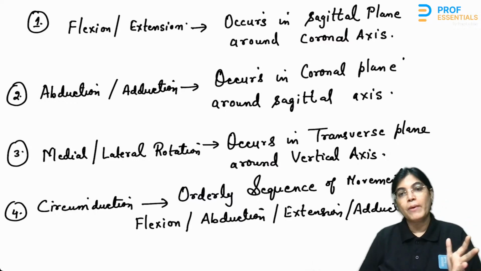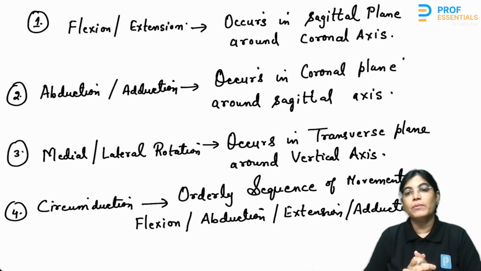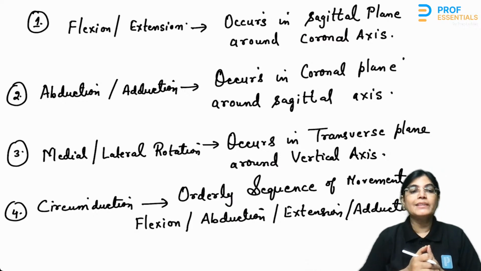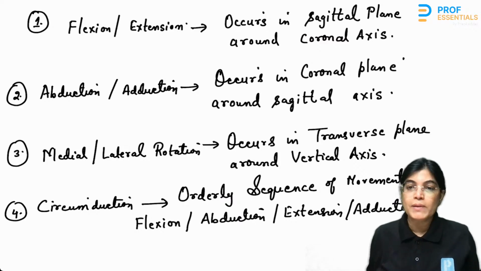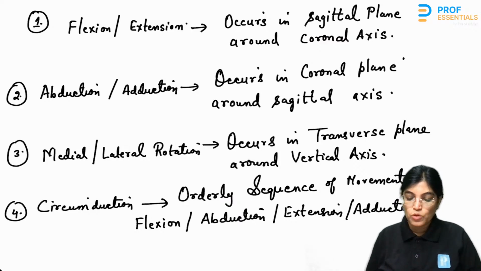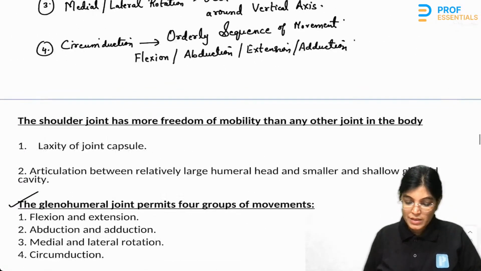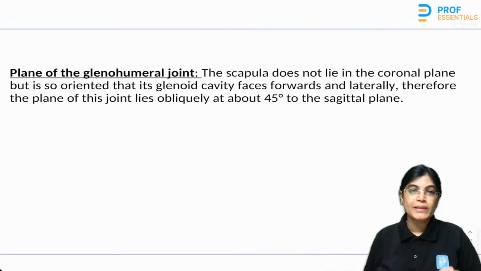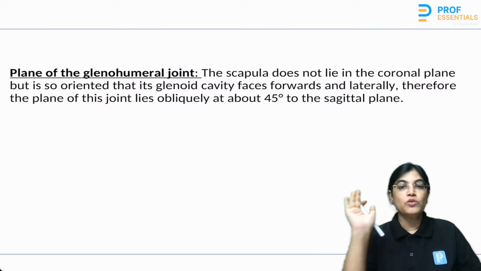Now it is also important, and I will explain the mechanism of abduction separately, because this is also asked as a short note or a viva question. But before that, it is important to know which group of muscles is performing these movements around the shoulder joint. So done with this. Now, before proceeding, I just want everybody to understand what the plane of glenohumeral joint movement is.